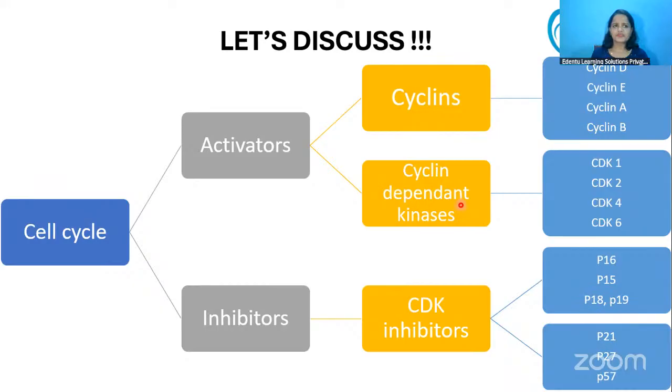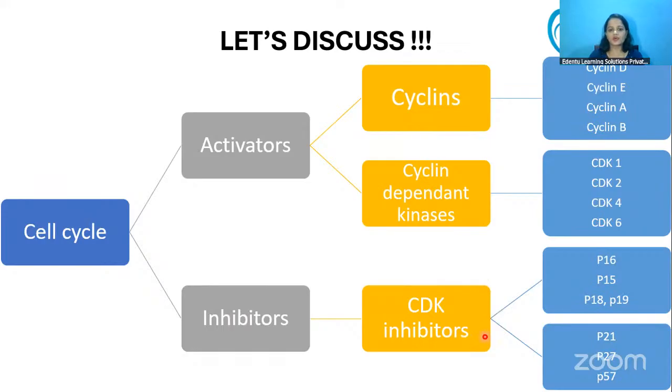That is, there should not be too much proliferation of cell division, like what happens in a tumor. So there should be a checkpoint for that too. So there we have the inhibitors also. Inhibitors make sure that the cells are not continuously proliferating and not going to the tumor stage. They are checking that. The inhibitors are mainly the CDK inhibitors, the cyclin dependent kinase inhibitors.